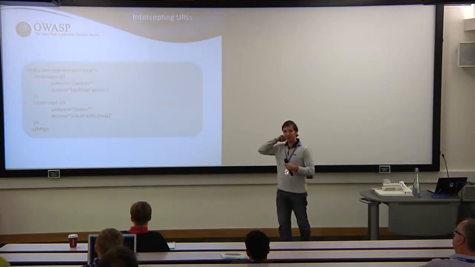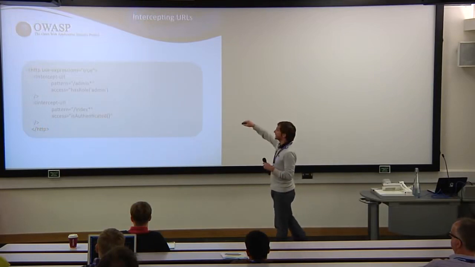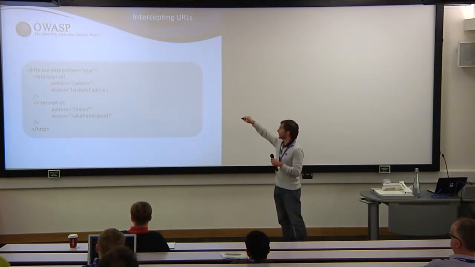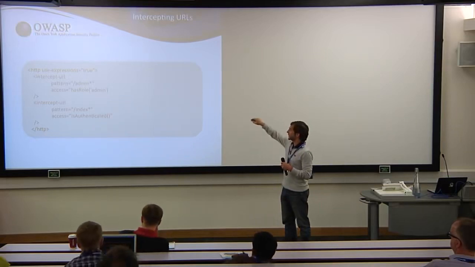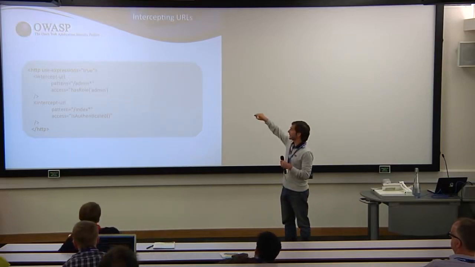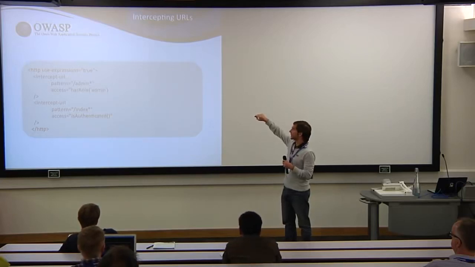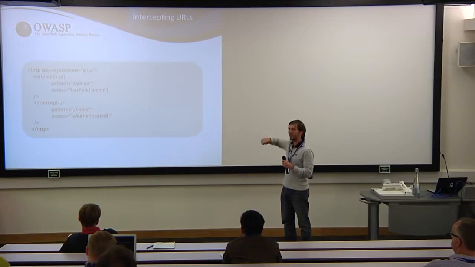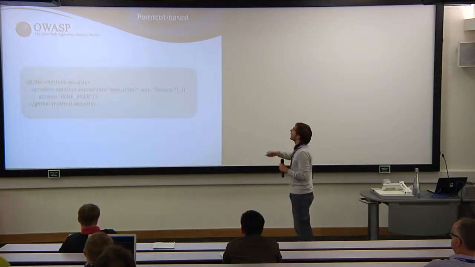So here are some examples of how applications are actually being protected right now with Spring Security. This is a configuration file for Spring Security. This is the intercept-url tag. And basically what you're seeing here is that anything that maps to the admin URL is going to require the role administrator. This is a different URL pattern, index, and it's going to require the user to be authenticated with any role, user or administrator. This is just one example.